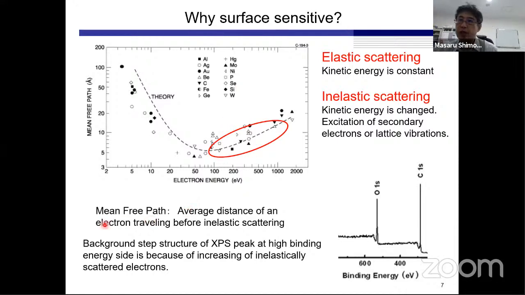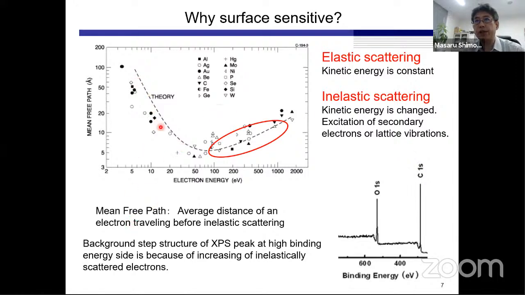This is because of the mean free path. It's the average distance of an electron traveling before inelastic scattering. So maybe you know about the elastic scattering and inelastic scattering of electrons. In elastic scattering, the kinetic energy is constant, preserved. But in inelastic scattering, the kinetic energy is changed, and excitation of secondary electrons or lattice vibration occurs. The energy is used for the excitation of secondary electrons or lattice vibration.